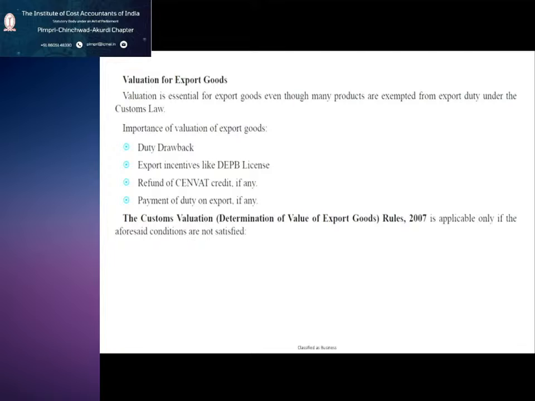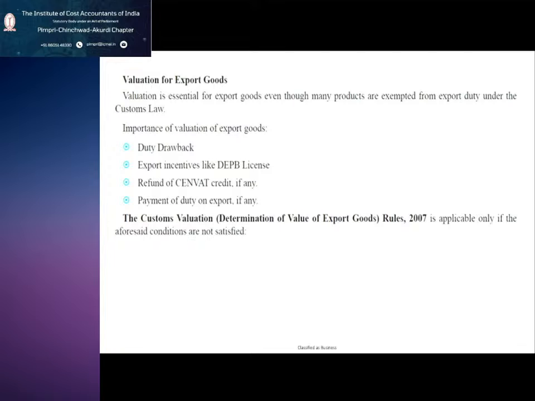Valuation for export goods. Why is valuation important? It is essential even though many products are exempted from export duty. The importance of valuation is for duty drawback, export incentives like DEPB, DEPB license, and a refund of Cenvat credit if any, payment of duty on export. So these items are there: duty drawback, export incentives, refund of Cenvat credit.